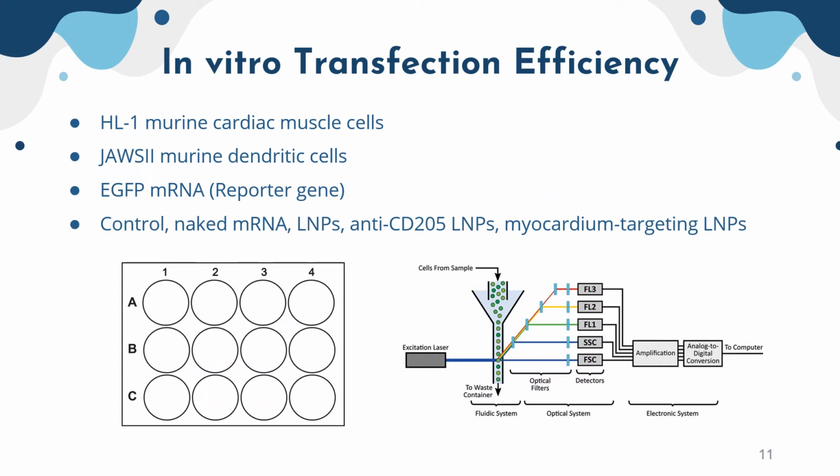For in vitro transfection efficiency, cardiac muscle cells and dendritic cells are seeded in transparent 12-well plates. Then 24 hours later, lipid nanoparticles are prepared, and the amount of lipid nanoparticles that contain 1 microgram of mRNA is used to co-culture with the cells. After another 24 hours of incubation, the fluorescence signal from EGFP expression is evaluated with flow cytometry.